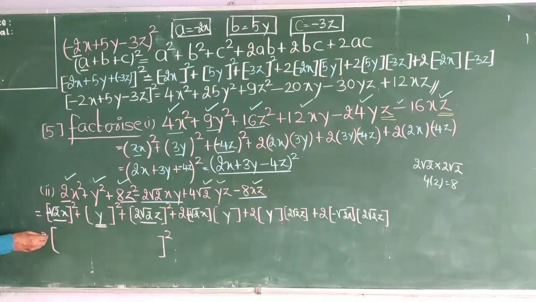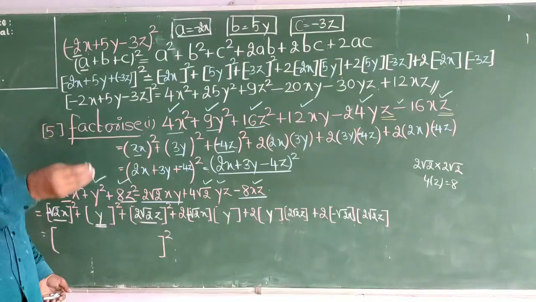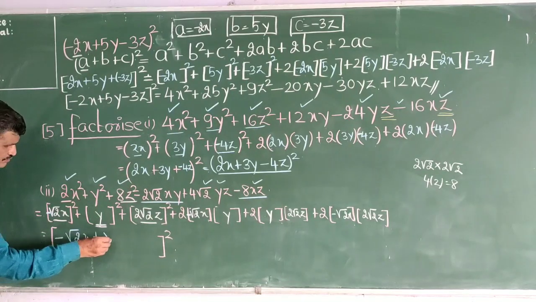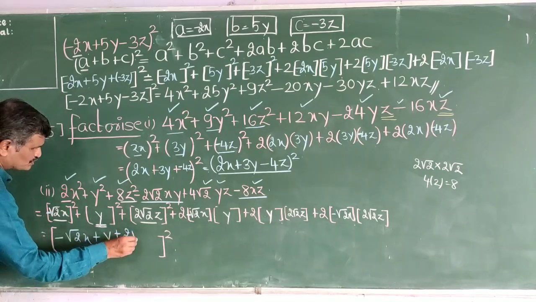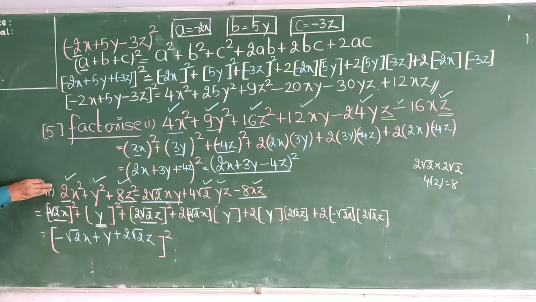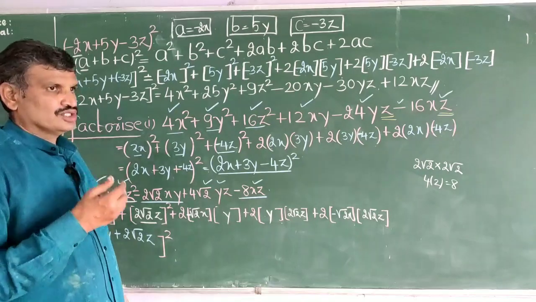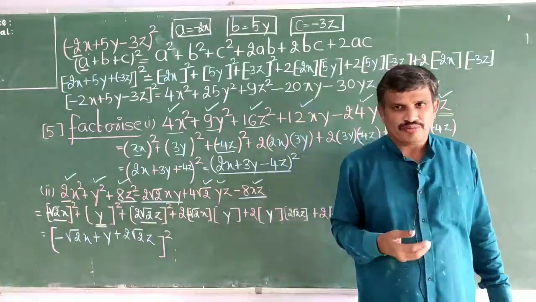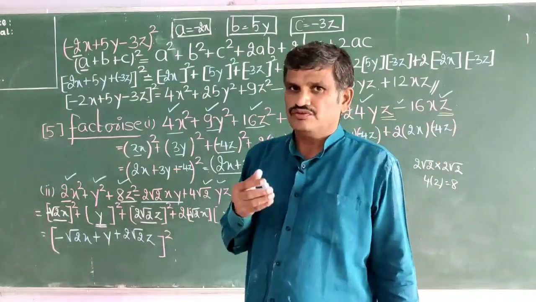Now it is an expansion of first term plus second term plus third term. That means what is the first term? Root 2x. What is the second term? Y. What is the third term? 2 root 2 z. If you just go for expansion, we are going to get this. If you factorize it, you are going to get this. So this is how you can find the square of a trinomial. You have seen squares of binomials, now squares of trinomials.